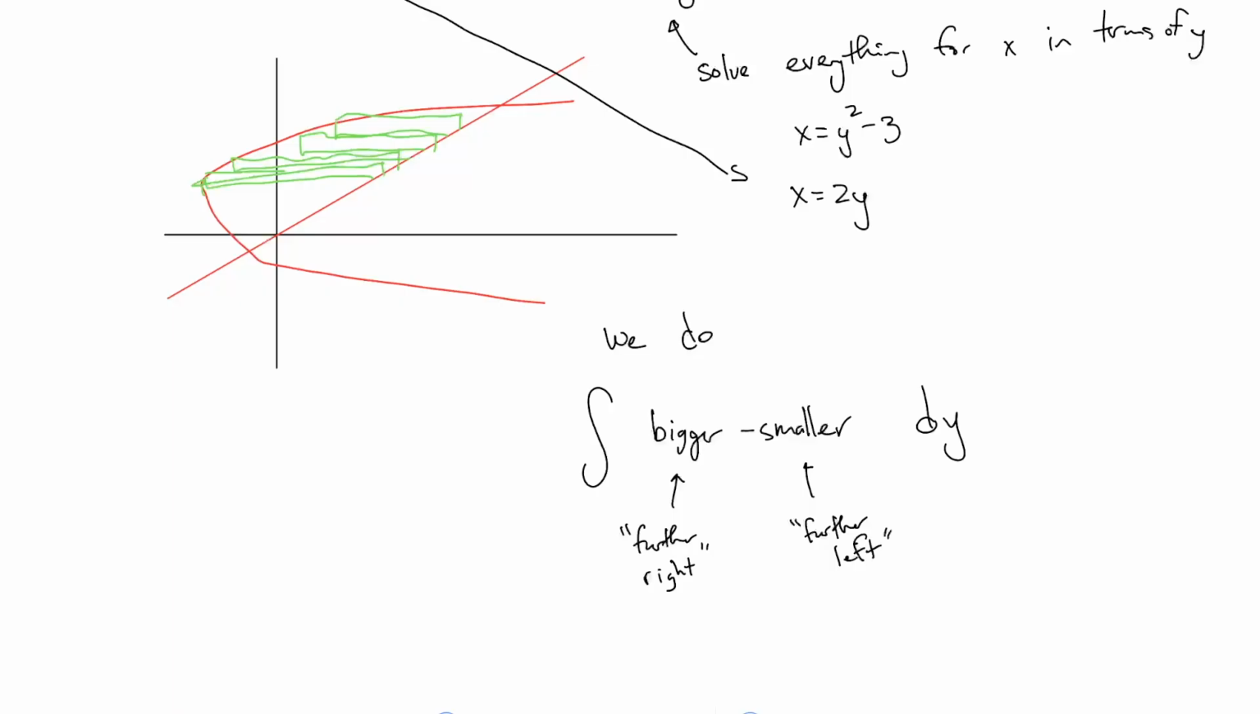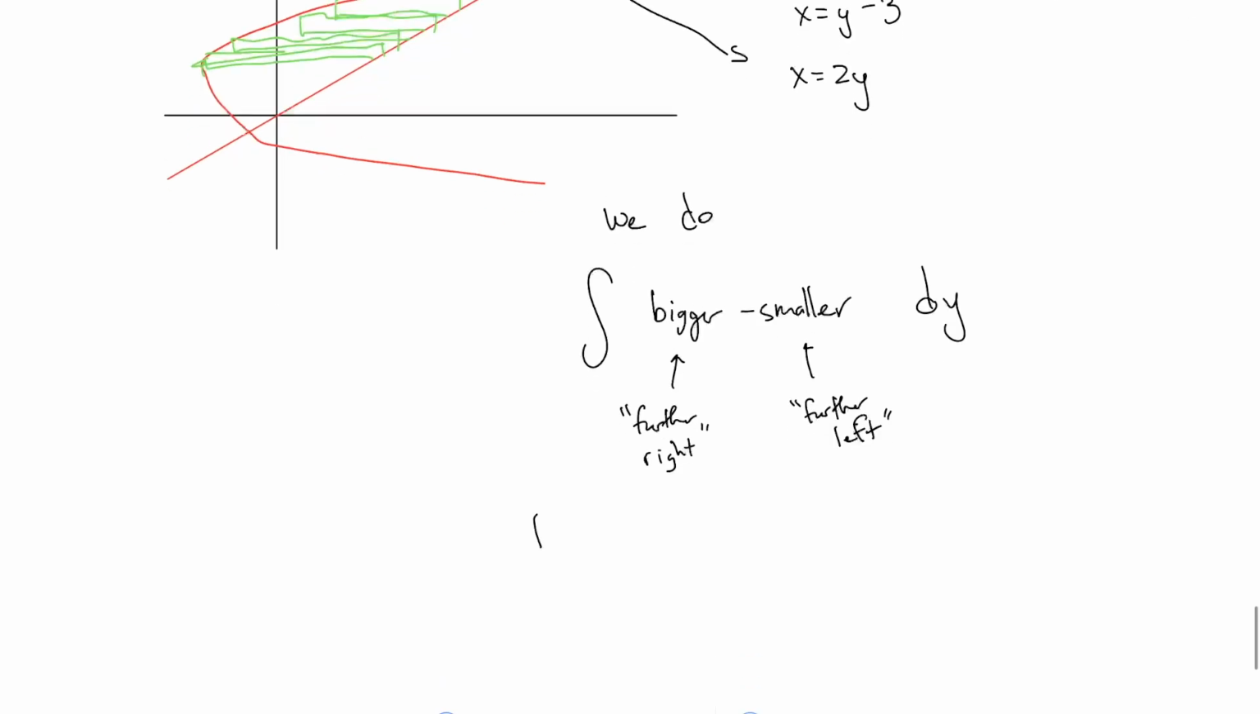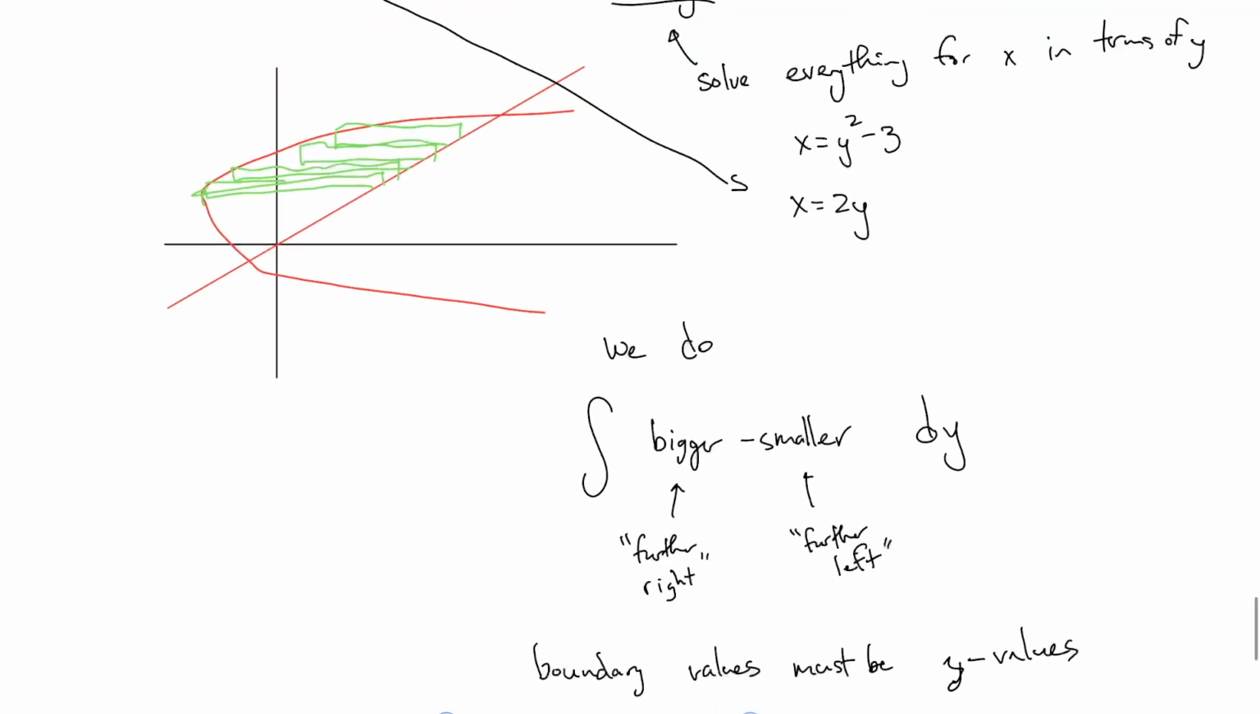All right. And the boundary values, like the a and the b, must be y values. So the a and the b on this picture would be here, that's the a, and here, that's the b, right? From down here to up here. So I imagine this as being an integral in the y-axis rather than in the x-axis, which is the way it usually goes. I integrate in the y-axis from a up to b. And we do the thing on the right minus the thing on the left. That's how we interpret the bigger and the smaller.